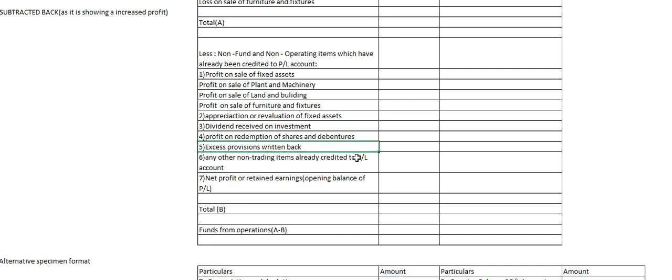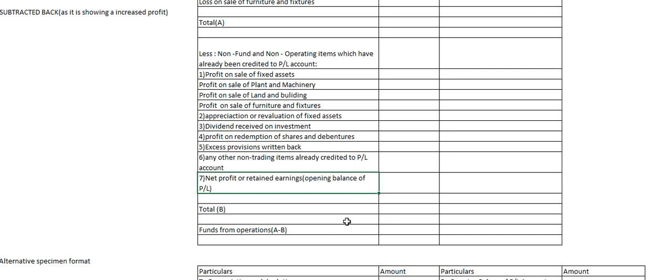The excess provisions, if there are provisions which are being written off at an excess value, that will be minused, and any other non-trading items already credited to profit and loss account. If they are not relating to the trading items, then they will completely be minused from your funds from operation or your adjusted profit and loss account in order to get back to the funds only from operating activities.